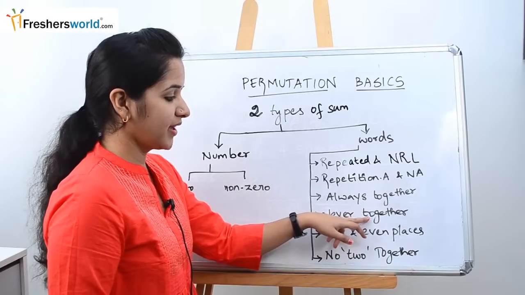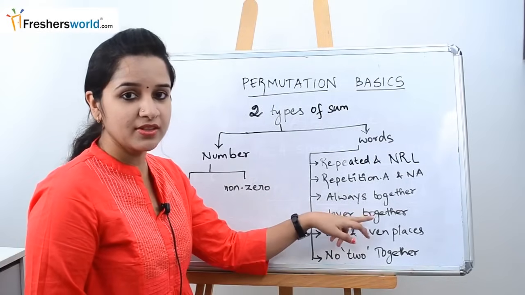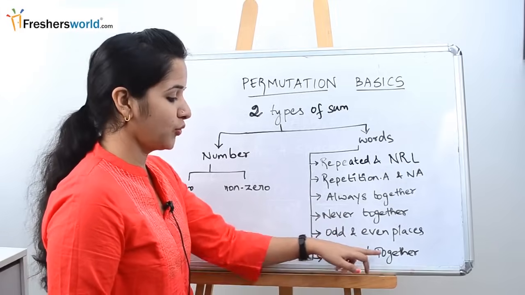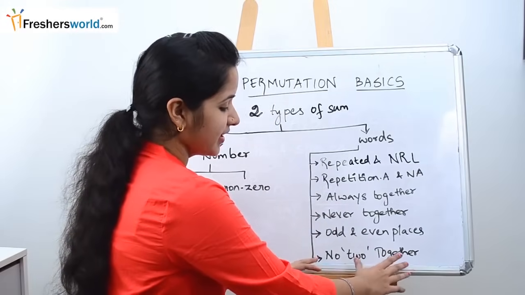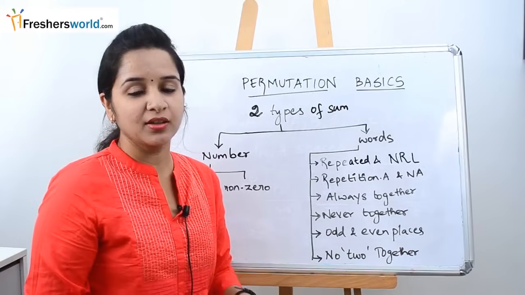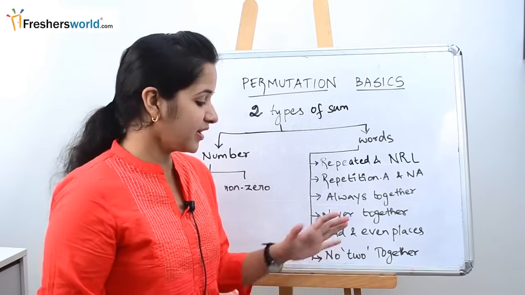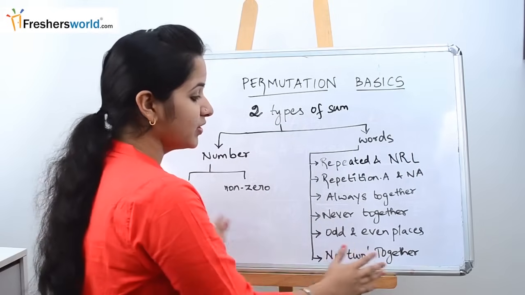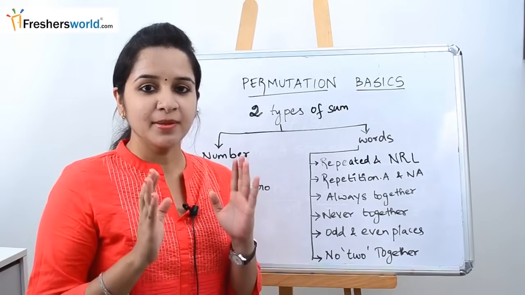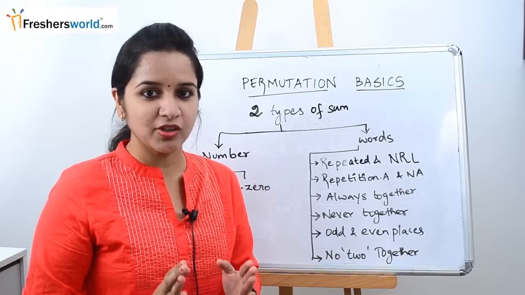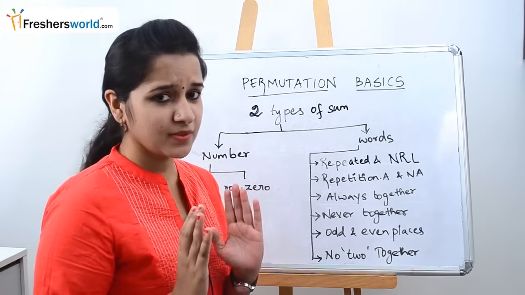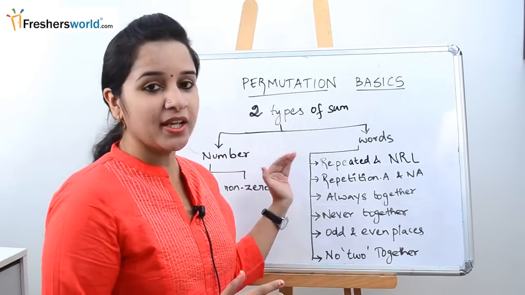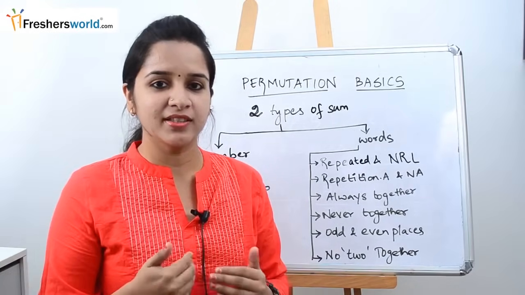Similarly, for never together, we will use vowels, consonants and words. Then odd and even places, and no two together. You can see here I have mentioned it as no two together. While we are dealing with the sums, I will clearly explain what I mean by no two together. Once you are thorough with all these types of sums, these are the maximum types of sums that can come from permutation. In the upcoming videos, we'll be dealing with each and every topic individually so that we have a better understanding of the topic.